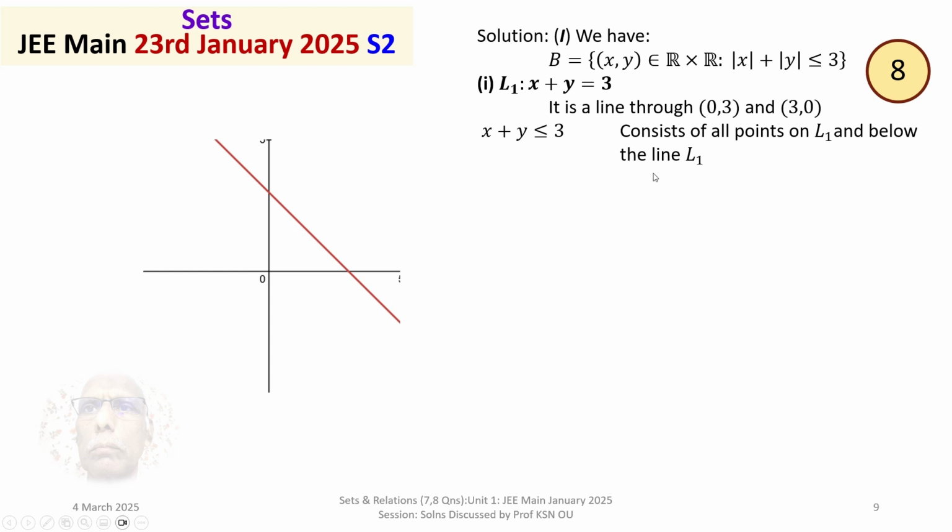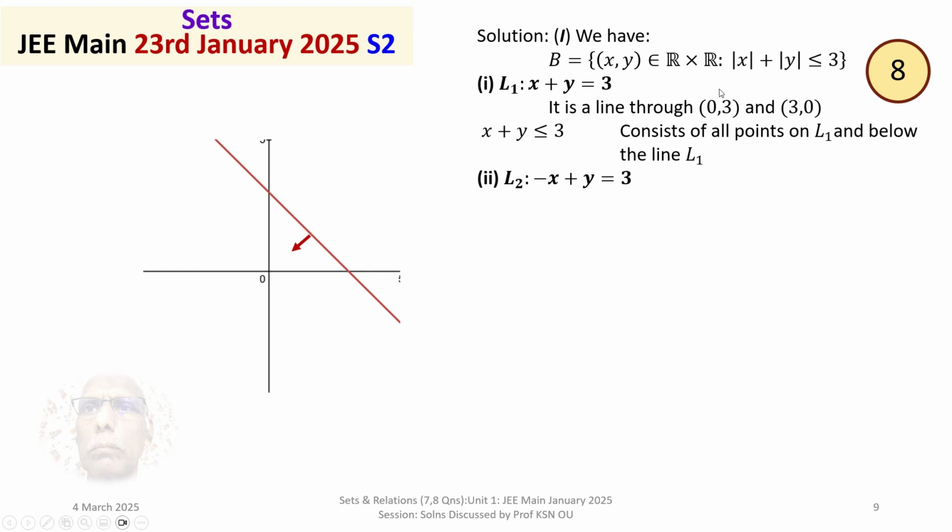Is it below or above? How do we decide? You take a convenient point. The most convenient point for us is (0, 0). Substitute in this. 0 plus 0, that is 0, less than or equal to 3. It is satisfied. Therefore, it represents the region in which this (0, 0) is present. That means below the line L1, all this.